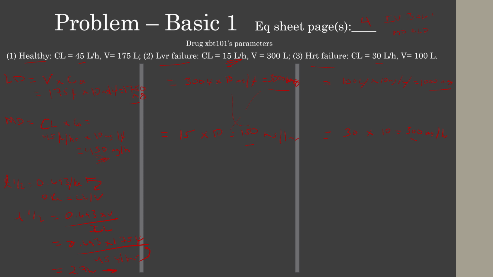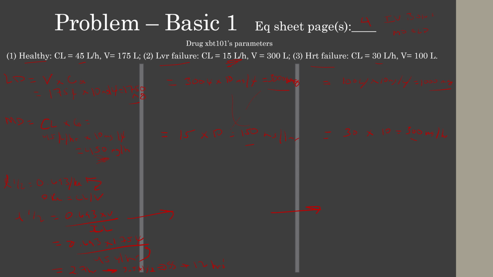And why is this really useful? Because it helps us to figure out steady state, right? If you need 3 to 5 half-lives to get to steady state, that means this is going to be around what? Maybe about 12 hours before this patient reaches steady state. And so you could do these calculations.